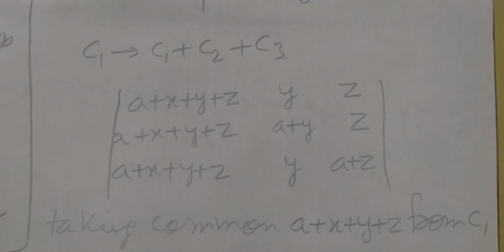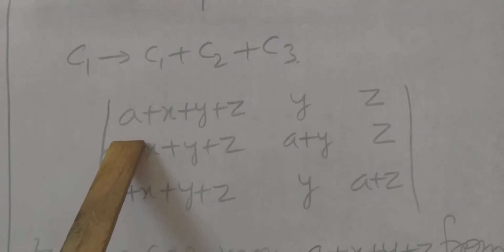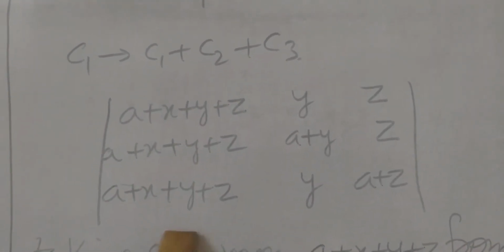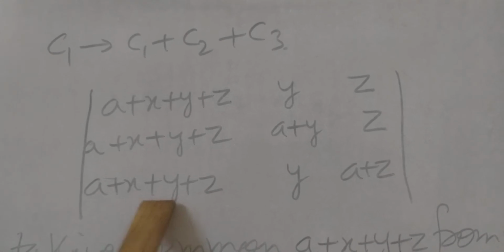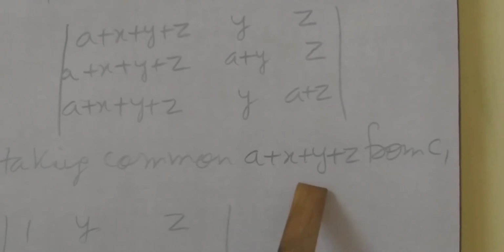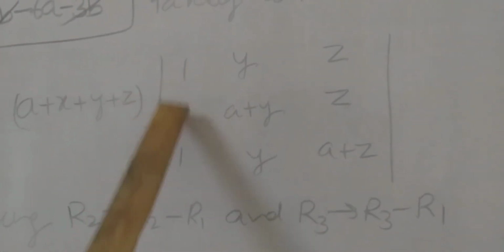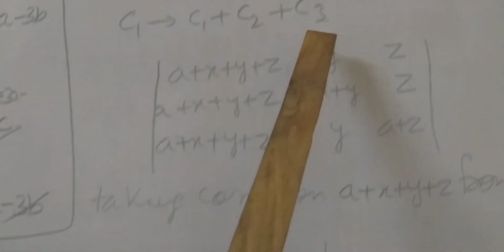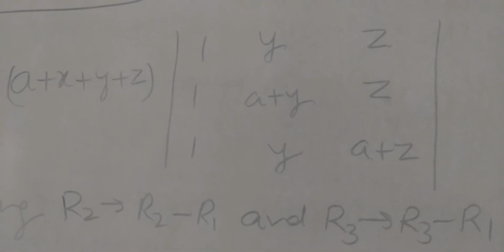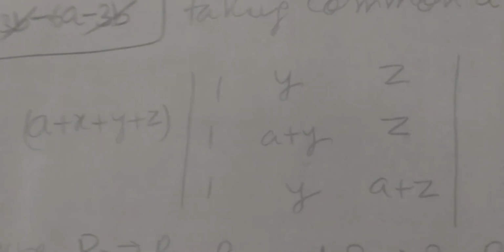Okay, students, now we can take common. You can see C1 contains the same elements. So this part we will take common. A plus X plus Y plus Z is common. Taking common A plus X plus Y plus Z from C1, we have to write separately what will come here: 1 1 1. Column 2 and column 3 will remain as it is. Correct? Now, students, as I told you, we have to get two zeros.